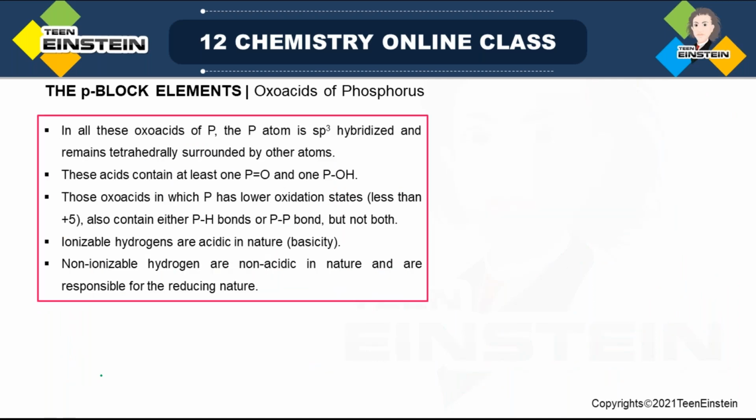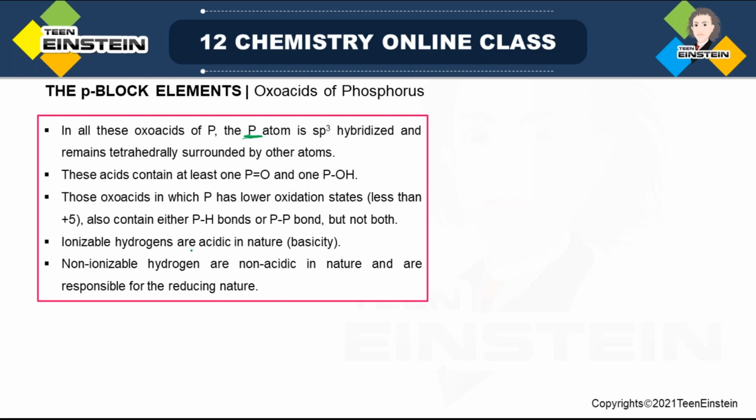Now we will see all the oxoacids of phosphorus. In all the oxoacids of phosphorus, the hybridization of the phosphorus atom is sp3. So that is a common thing. If it is sp3 hybridized, that means there will be tetracoordination and tetrahedral geometry. So 4 groups will be attached to phosphorus in tetrahedral geometry.